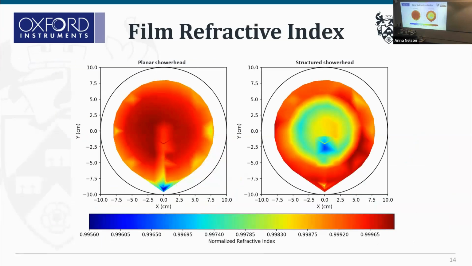And another important process parameter is the refractive index of the film. So we can see a similar improvement in the uniformity of refractive index for the structured shower head case as compared to the planar case.